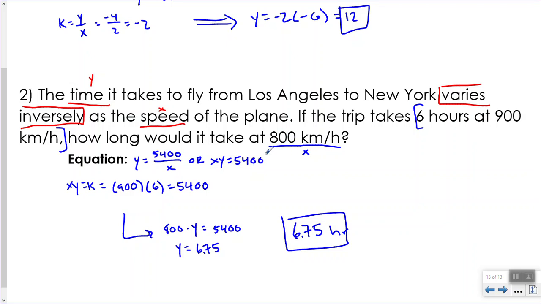Now we take the third number that we're given, that 800 kilometers per hour, and since that's a speed, that's an x value. So we substitute that into our equation for x, and in this case I used the second version because it's going to be a little quicker to solve for y. We can also use the other one, it doesn't matter. We could say y equals 5,400 over 800. We'll get the same answer of 6.75, and we're going to want to make sure that we include units with our answer here. So we would have 6.75 hours.